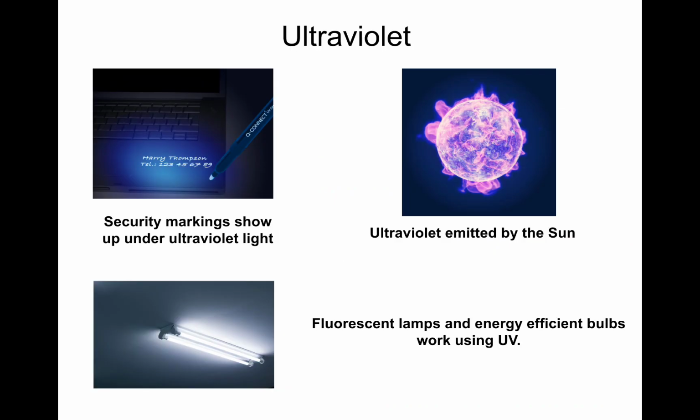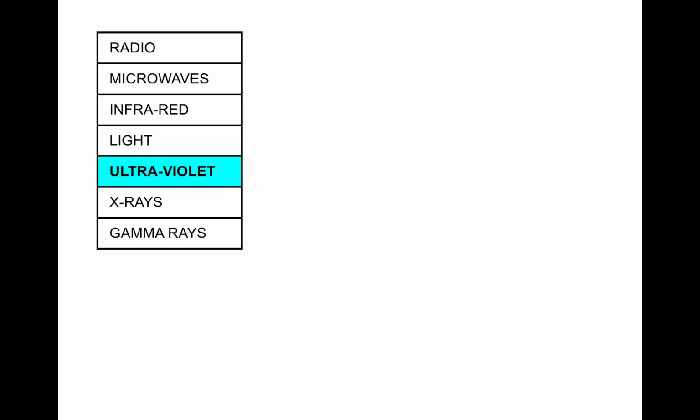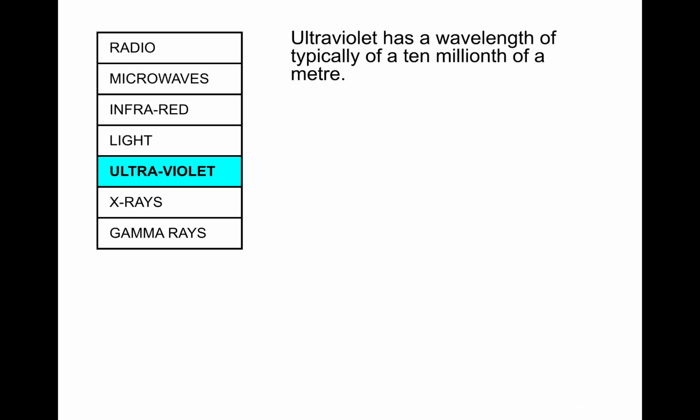So there are some uses of ultraviolet. Security markings show up under UV light. Ultraviolet is also emitted by the sun. And fluorescent lamps and energy efficient bulbs work using UV as well. So let's look at where the ultraviolet lies on the electromagnetic spectrum. So here it is. We're getting a bit more energetic now. Remember, the further we get down, the more energy, the higher the frequency, but the shorter the wavelength.